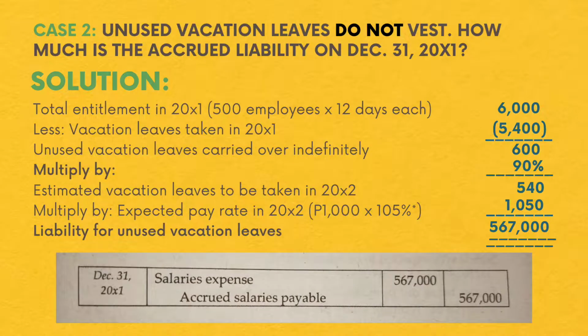For case number 2, same illustration and question but this time the unused vacation leaves do not vest. So, for the solution, total entitlement in 2021, same at 6,000, less vacation leaves taken in 2021, 5,400. So, the unused vacation leaves carried over is 600, multiplied by 90%. So, the estimated vacation leaves to be taken in 2022 is 540, multiplied by expected pay rate, which is 1,050. So, the liability for unused vacation leaves is 567,000. Entry for December 31, 2021 is debit salaries expense, 567,000, and credit accrued salaries payable for 567,000.